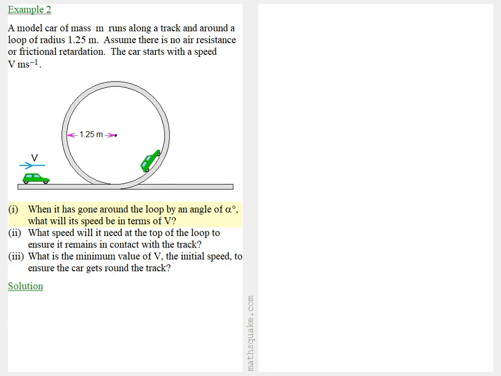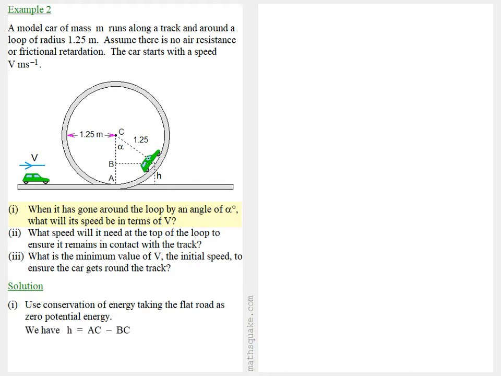Well, to solve this we need to use conservation of energy. Now if we use conservation of energy, we need to decide where the zero is for potential energy. So we'll take the lowest point, the flat road, as the zero potential energy. Then, when the car is at an angle alpha, we can find its height h by looking at the diagram. Now h is equal to AB, and AB is AC, which is 1.25, minus BC, which is equal to 1.25 cos alpha. So h is equal to 1.25 into 1 minus cos alpha.